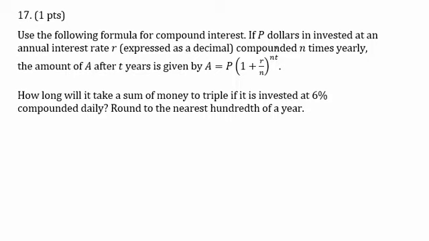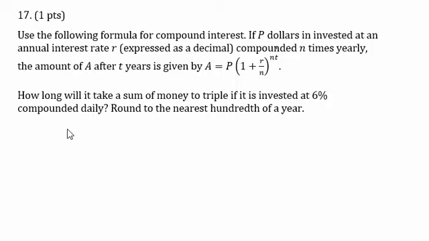This is number 17 from sections 4.3 and 4.4. It says use the formula A equals P times 1 plus r over n to the nt to determine how long it will take a sum of money to triple if it is invested at 6% compounded daily.